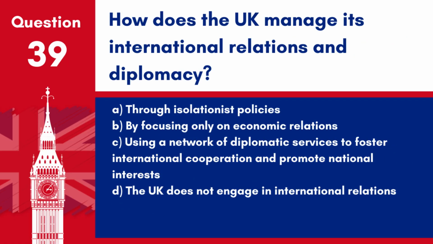Question 39. How does the UK manage its international relations and diplomacy? A. Through isolationist policies. B. By focusing only on economic relations. C. Using a network of diplomatic services to foster international cooperation and promote national interests. D. The UK does not engage in international relations.